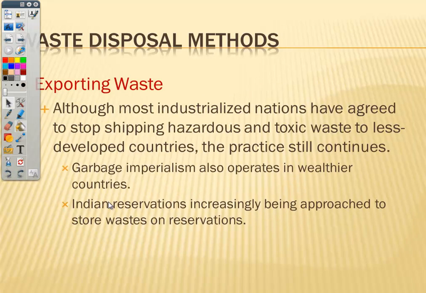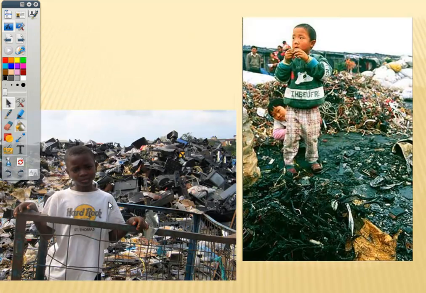So when we talk about exporting waste, although most industrialized nations, including the United States, have agreed to stop shipping hazardous and toxic waste to less developed countries, that practice still continues in some cases. But what we do is we send our regular trash, and we call this garbage imperialism. Wealthy countries, to get rid of their waste, send it off to developing countries where they get our waste.